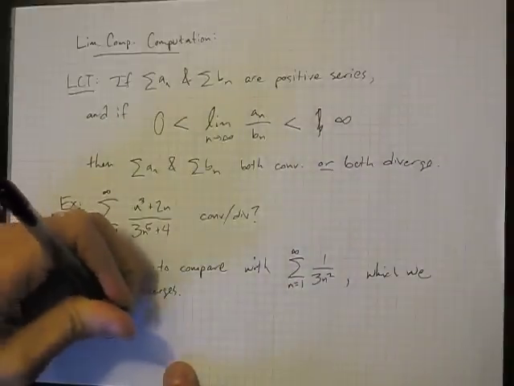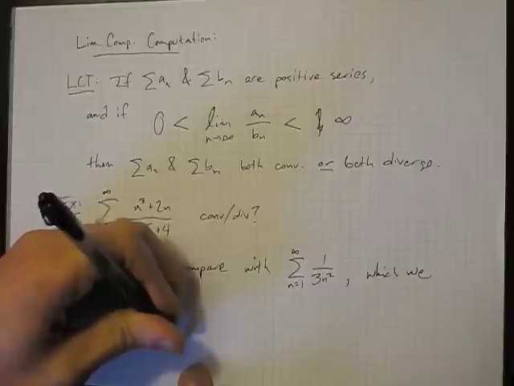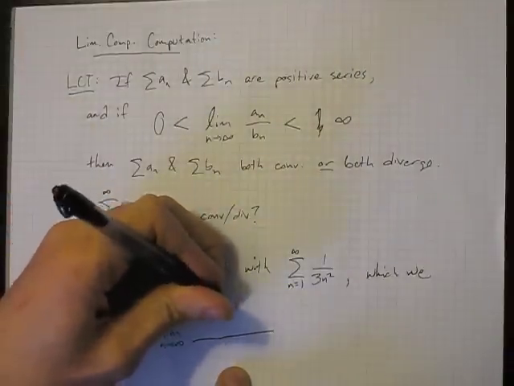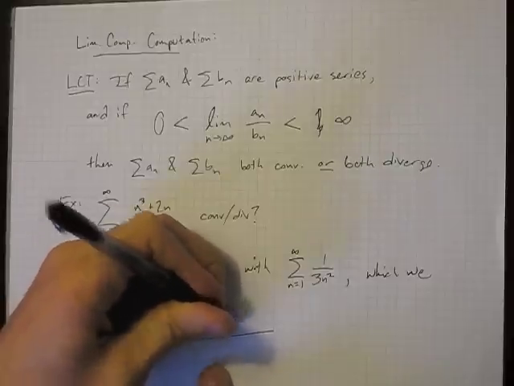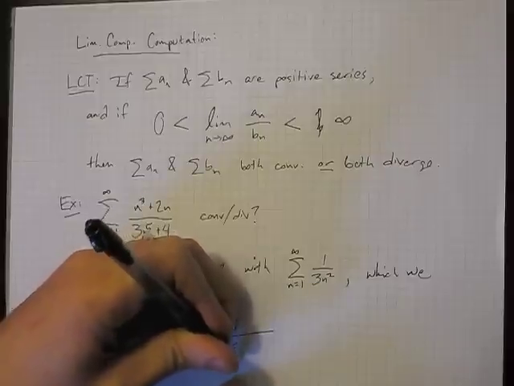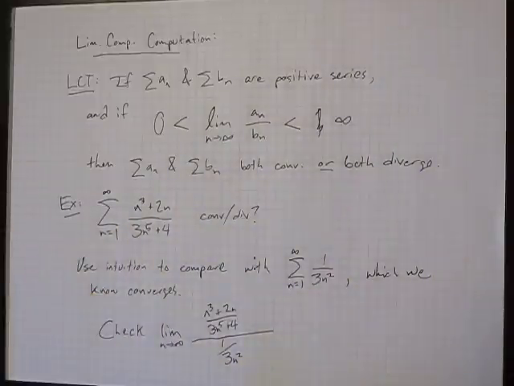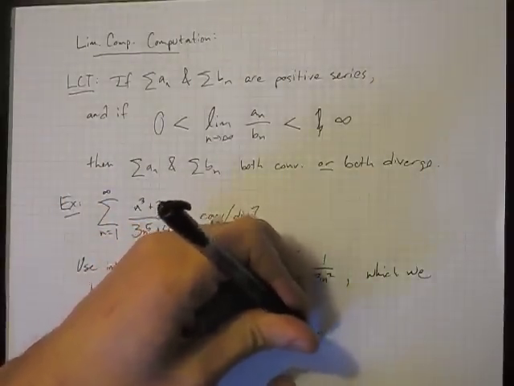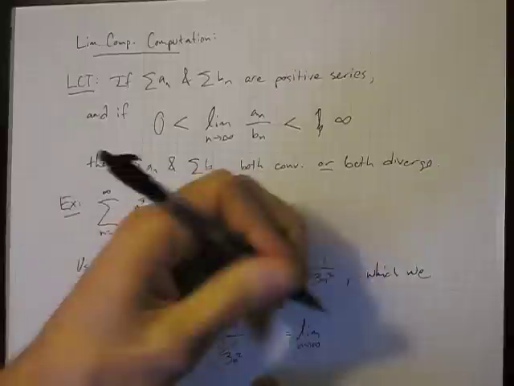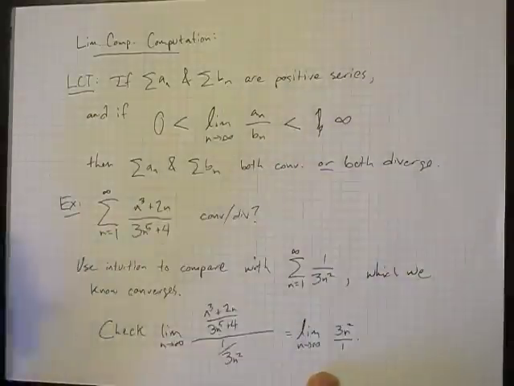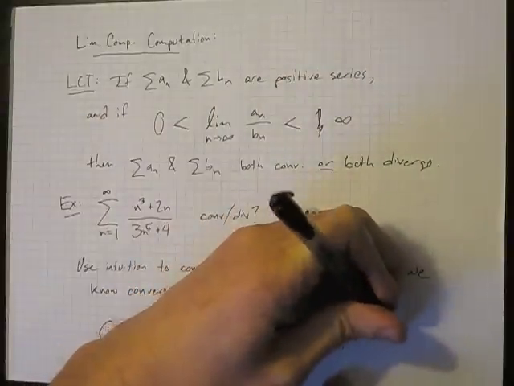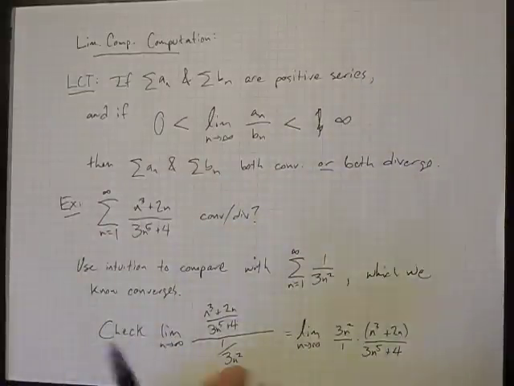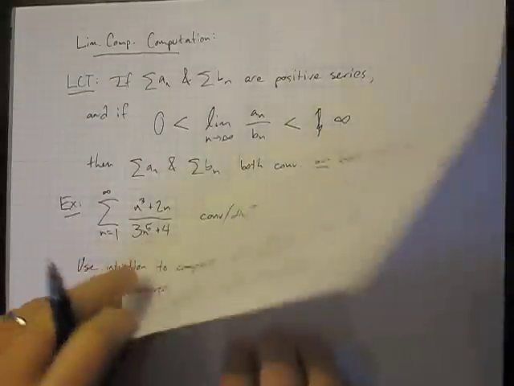So we want to check the limit as n goes to infinity of, all right, here's the pressure, n cubed plus 2n over 3n to the fifth plus 4. That's in the top. And then in the bottom, 1 over 3n squared. So we want to check this limit right now. Let's simplify this just a tiny bit. It's the limit of, so this is a fraction in the denominator, so we just flip the fraction. And here we have n cubed plus 2n divided by 3n to the fifth plus 4. Let's simplify this on the next page.